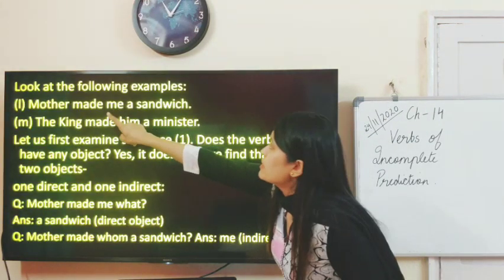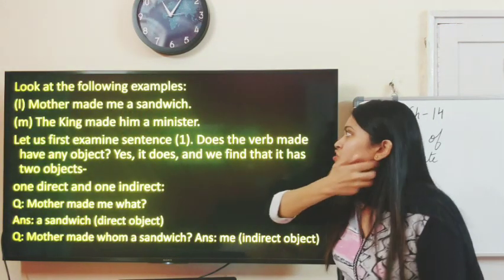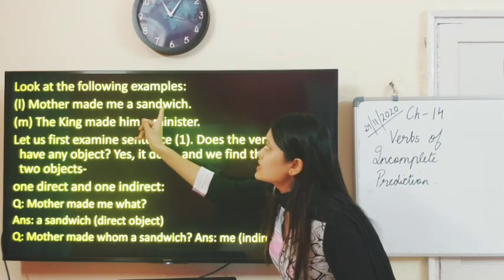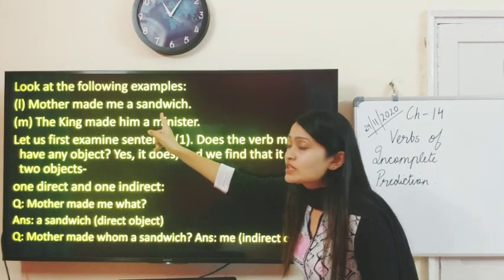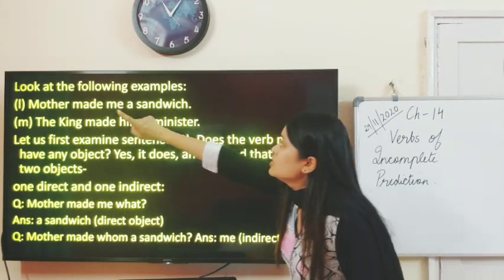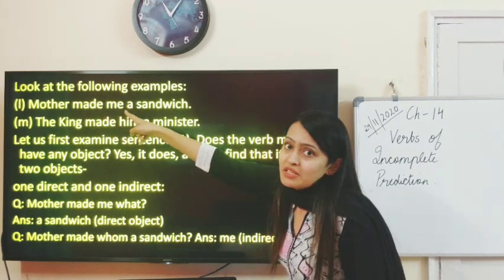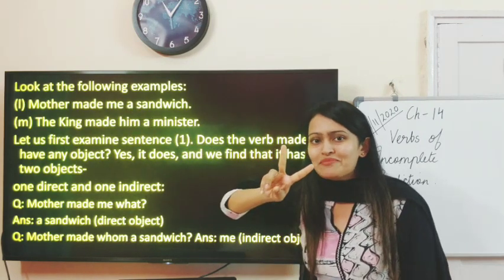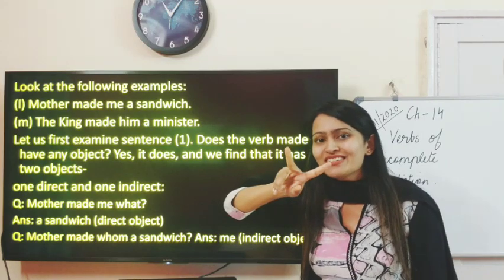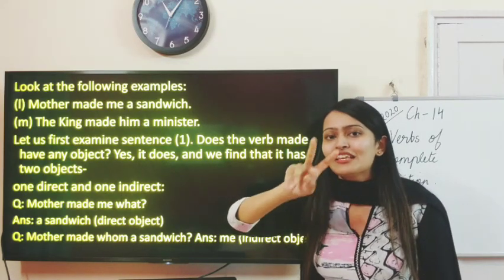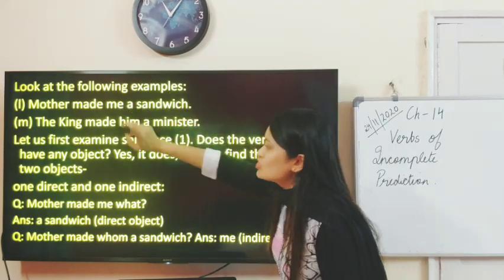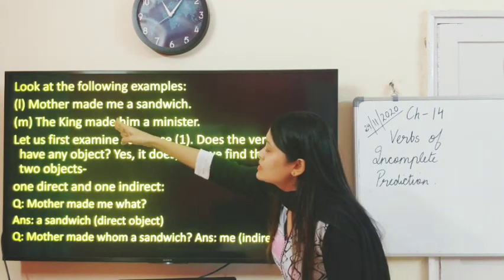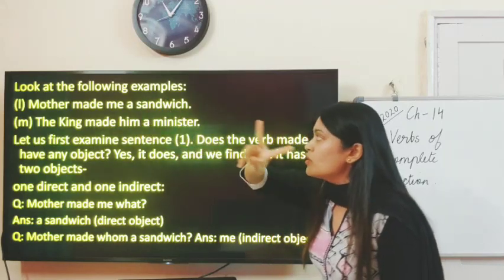The first example: Mother made me a sandwich. In this case, children, mother is the subject, made is the verb. Made what? Sandwich. What is answering the direct object. Made whom? Me. Me is the indirect object. Are me and sandwich two different things or the same thing? Two different things, right, children? That's why both are objects. So there are two objects. That means this is a transitive verb having two objects.